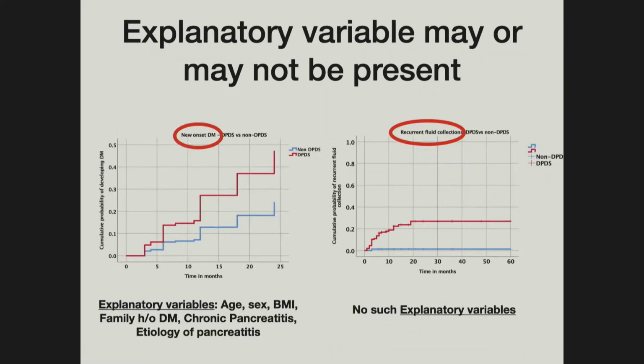And there may or may not be explanatory variables. Like in the right-sided example, they are comparing disconnected pancreatic duct versus normal pancreatic duct for recurrent fluid collection. There are no explanatory variables. For example, for the same two groups, if we look at new onset diabetes, there are several other variables like age, gender, BMI, family history of diabetes, chronic pancreatitis, etiology of pancreatitis, which can affect this curve. So those covariates have to be evaluated.